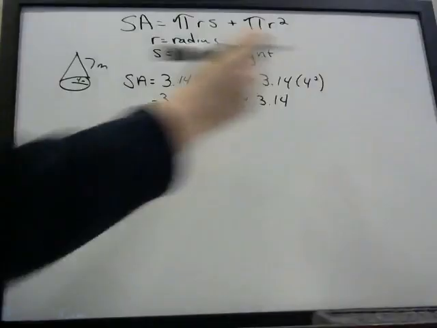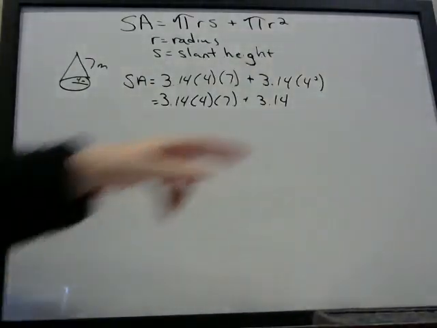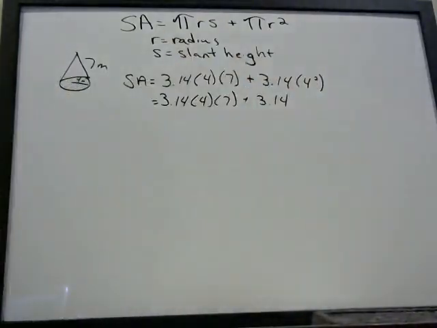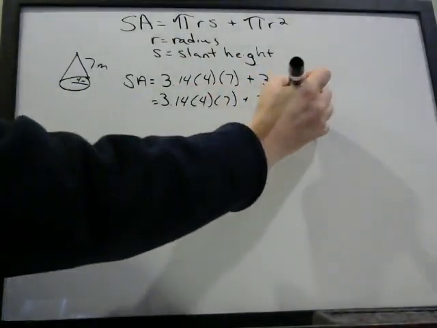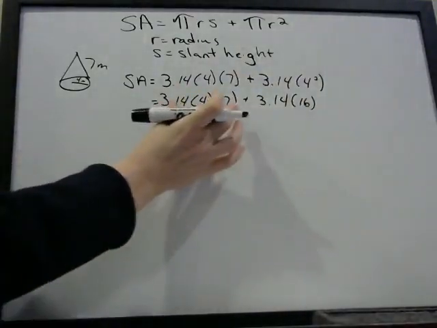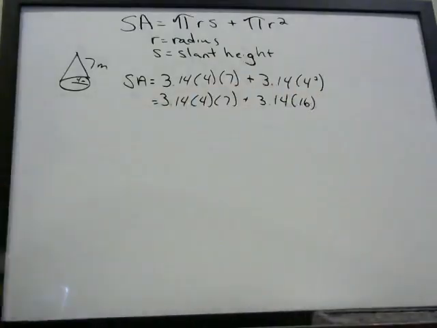So what's 4 squared? Now again, remember, don't do 4 times 2. If you don't know what an exponent is, you need to watch that video. 4 squared is 4 times 4, so it's 16. Now, we do these two multiplications before we do the addition.